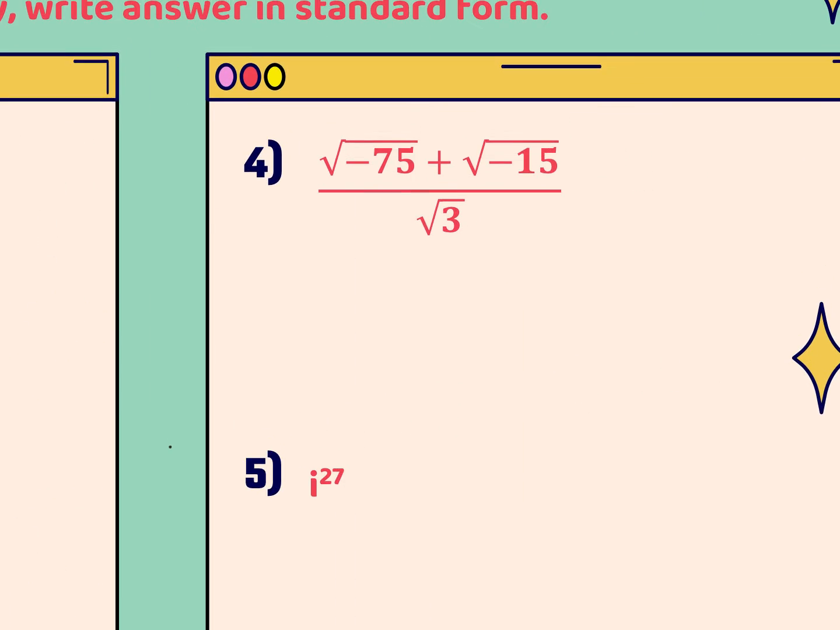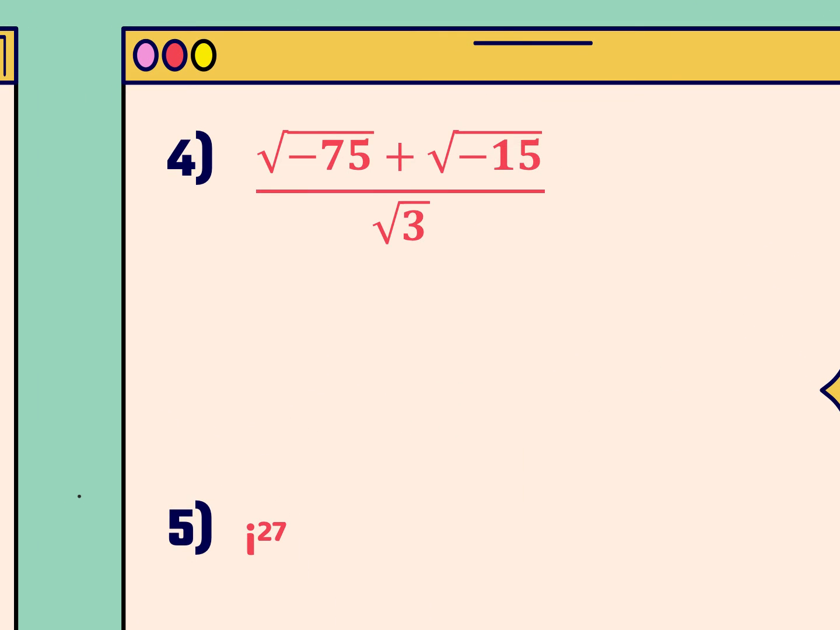All right, 4, first thing we got to do is take the negatives out. So this becomes i square root 75 plus i square root 15 over square root 3. Now, because 3 goes into both the 15 and the 75, you can actually reduce it before you continue, or you could continue and then reduce it. It doesn't matter. But only because it goes into both can you reduce it before you simplify.